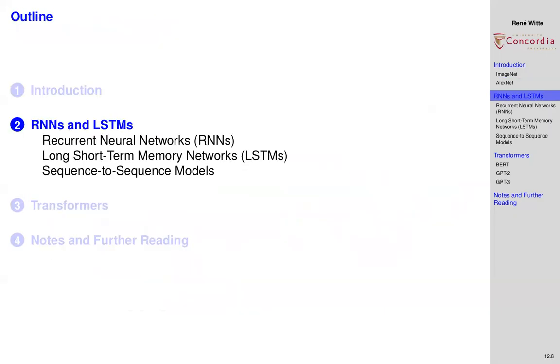So here in this lecture, I'll talk about a few more network architectures. I'll start with recurrent neural networks and LSTMs. And then in the last part, we'll talk about transformer networks.